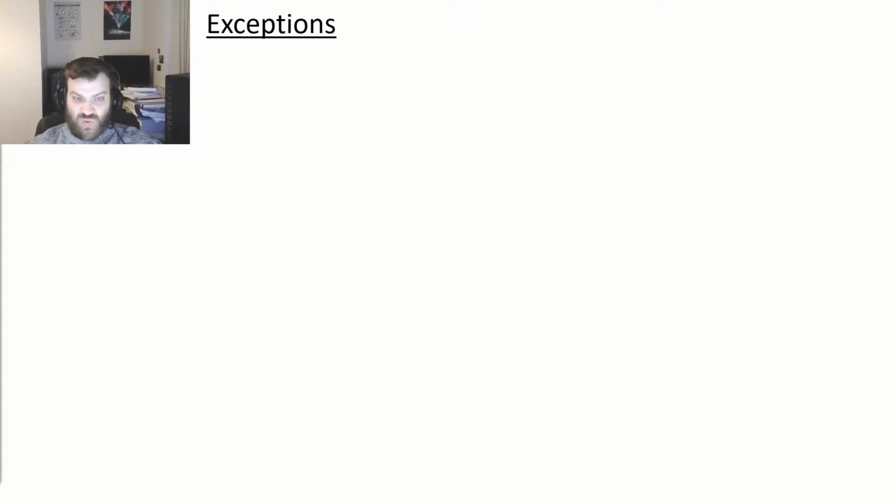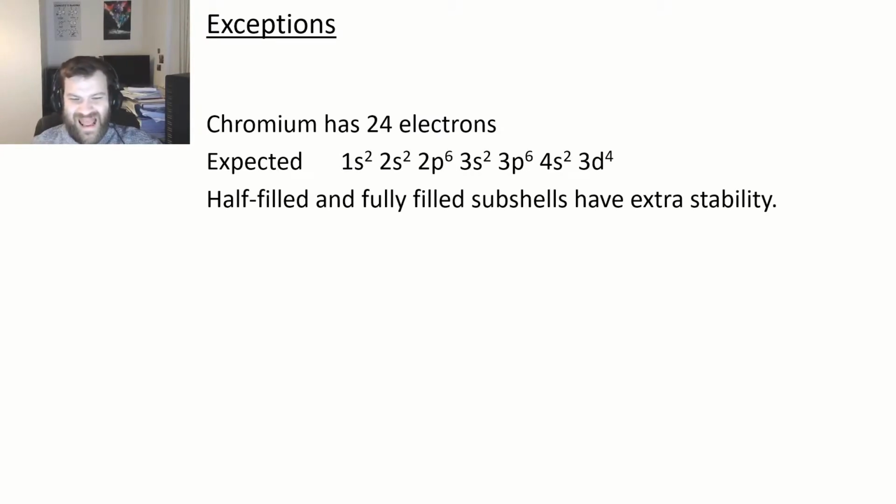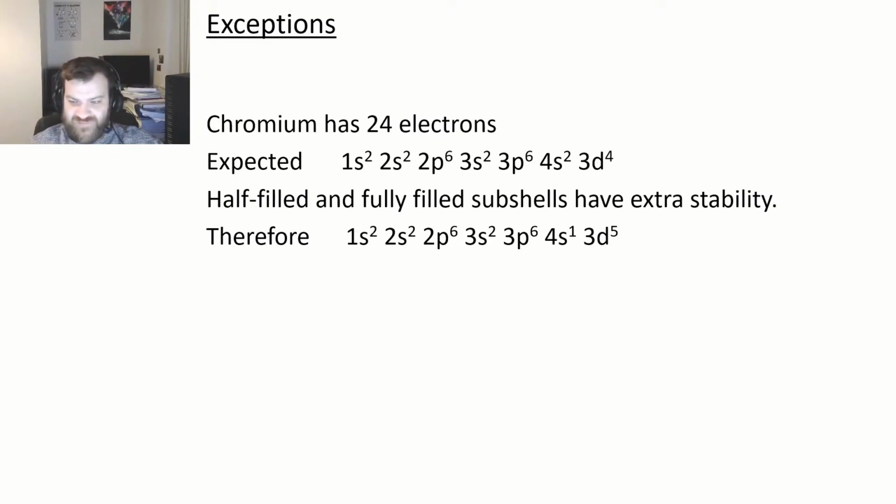There are some elements that don't quite fit that pattern. One of these would be chromium, which has 24 electrons. We would expect our last 2 orbitals to be 4s2, then 3d4. However, half-filled and fully filled subshells have an extra stability. They have a special stability associated with them. Therefore, what we actually find is that we have 4s1 and 3d5. This gives us a half-filled s orbital and a half-filled d orbital.